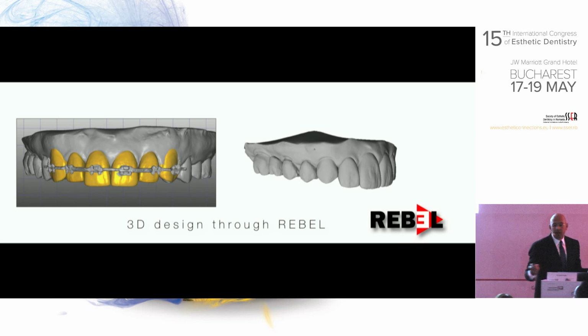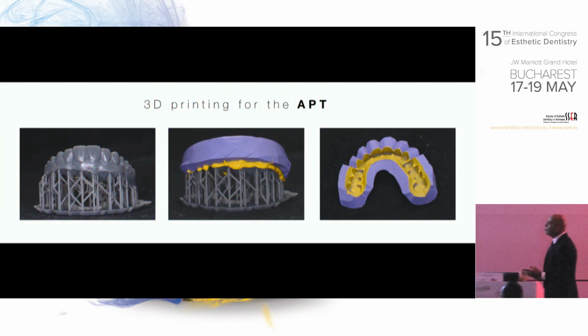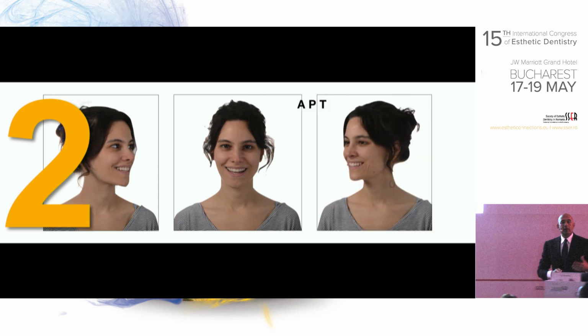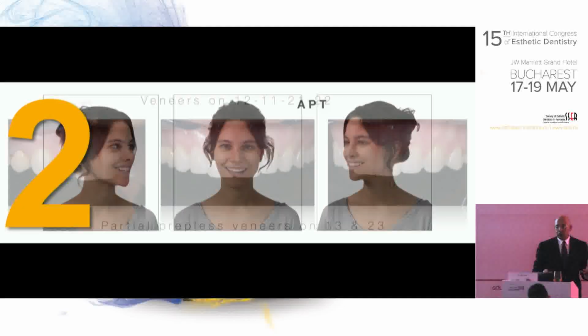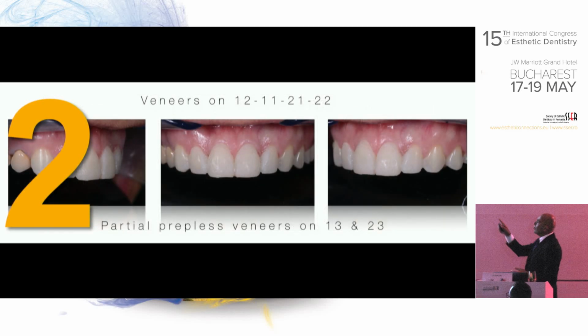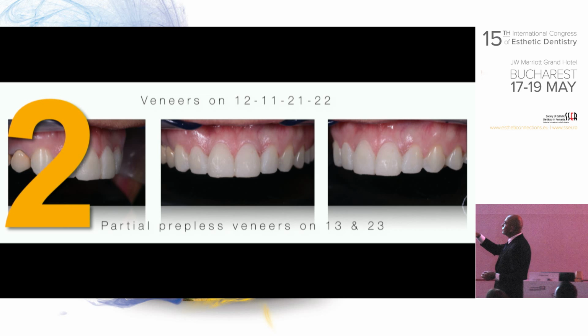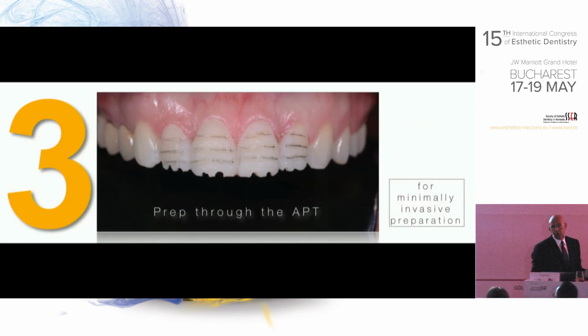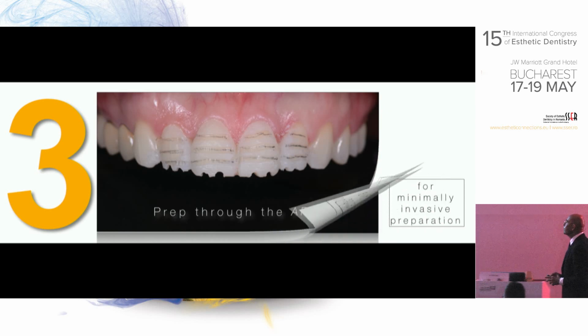That's simple. So this one is being 3D printed, impression through that, and that brings me into my second stage, which is the APT, which is the final mock-up you have to test in the patient's mouth. And when you agree with that, the decision we made in the beginning was placing veneers from lateral to lateral and partial prepless veneers from 2 to 3, K9 to K9.